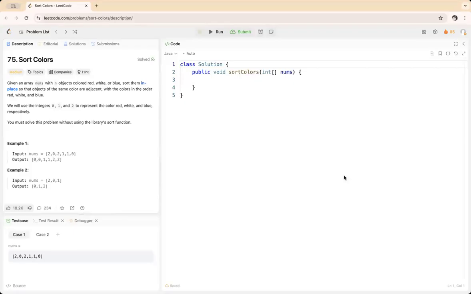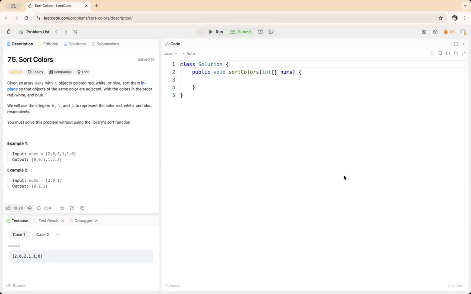Hello guys, so today we are here to solve this problem called sort colors. This problem is actually called the Dutch national flag problem. In this problem, we are given three integers, 0, 1, and 2. These three integers represent the colors of the Dutch national flag. There are only three colors in the Dutch national flag. They are red, white, and blue.